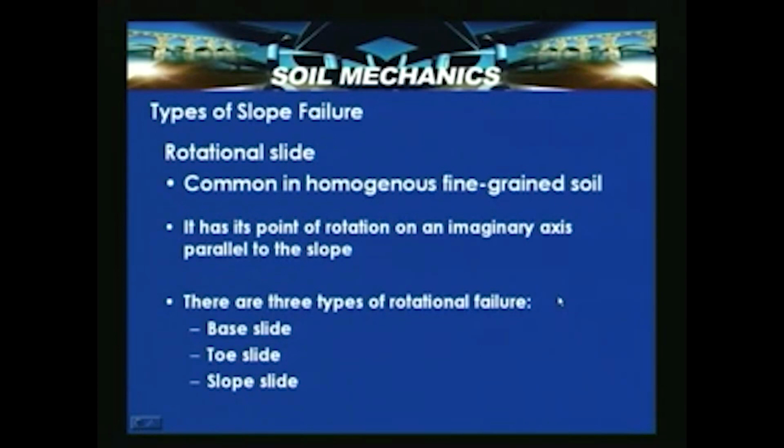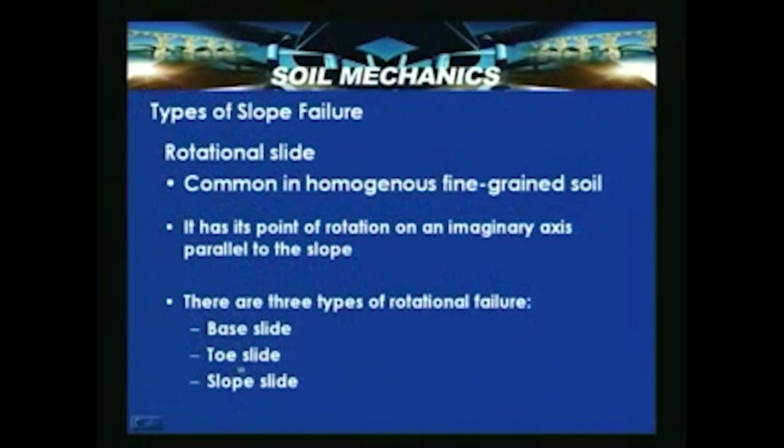Another type of slope failure is the rotational slide, common in homogeneous fine grained soil, which has its point of rotation on an imaginary axis parallel to the slope. So, this rotational slide has a point of rotation on an imaginary axis parallel to the slope, somewhere in space, to rotate a portion of the soil to adjust to a safe position. There are three types of rotational failure: the base slide, the toe slide and the slope slide.